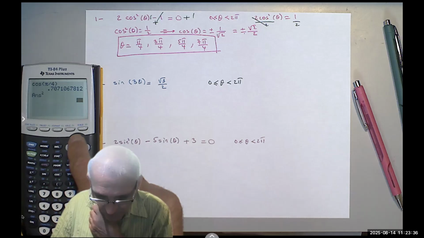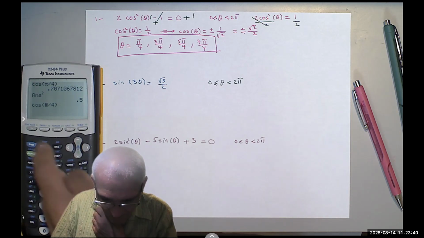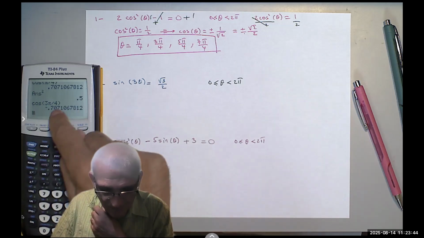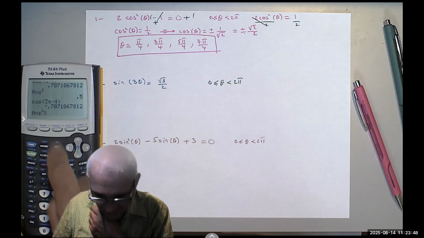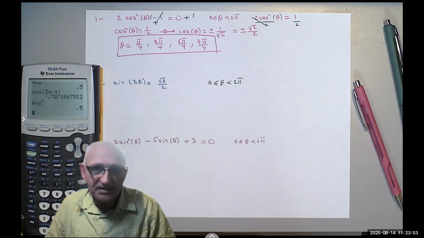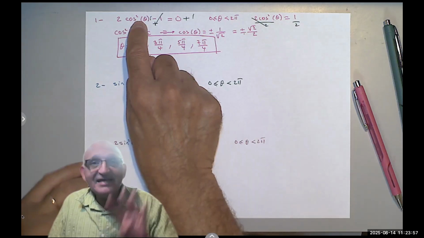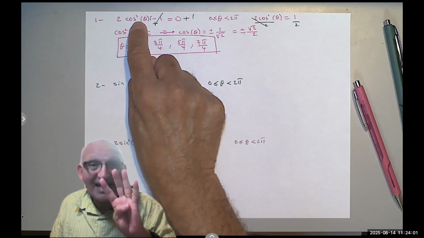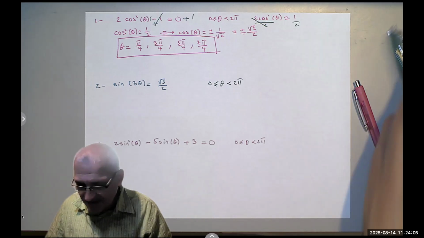Okay, let's go back and make that 3 pi over 4, not pi over 4. And you can see it's the same number, but with negative. But when I square it, the negative would cancel, and I will get 0.5 again. And sure enough, you can check the rest, but it's very simple. So here, because it was square, I ended up with four solutions, four answers, I mean. Okay, four answers. Okay, let's move to the second one.